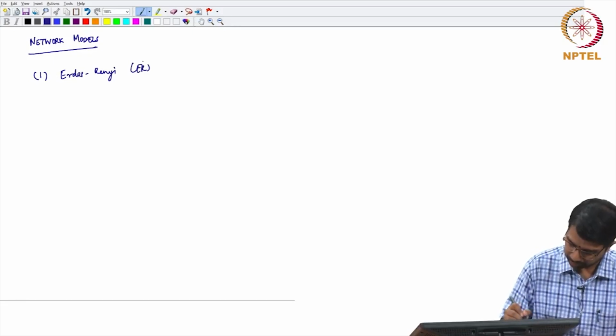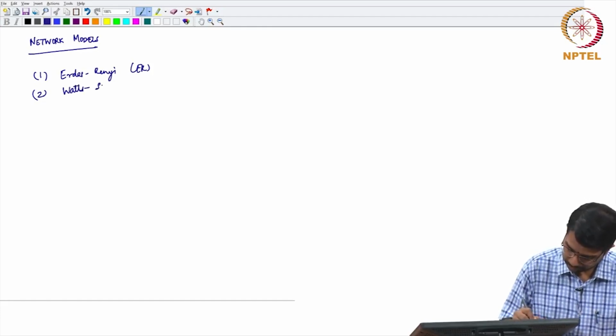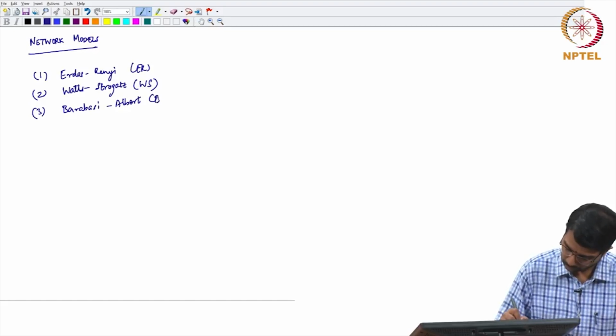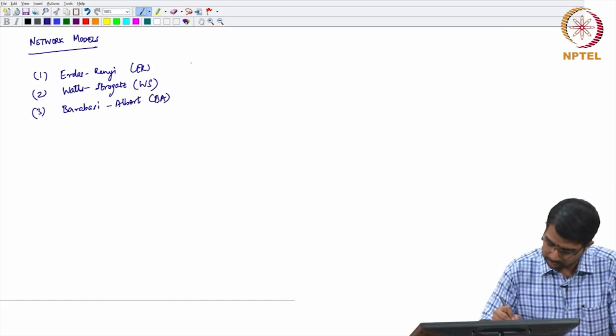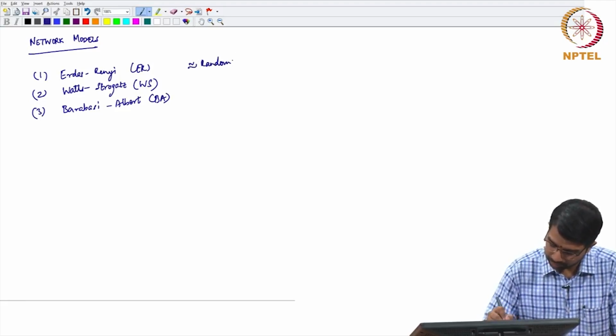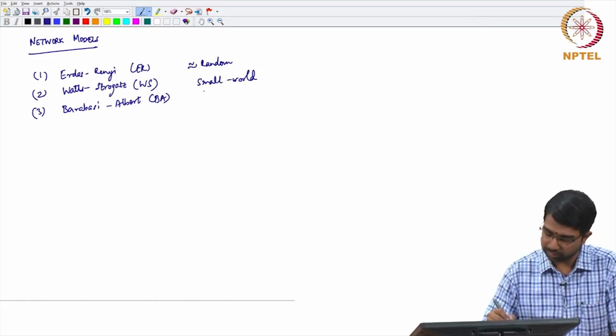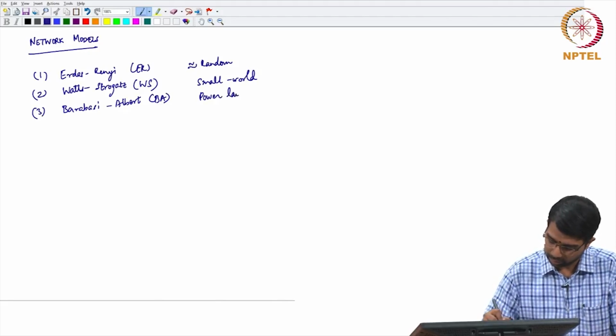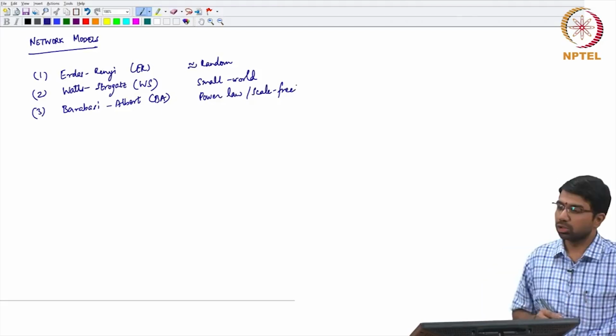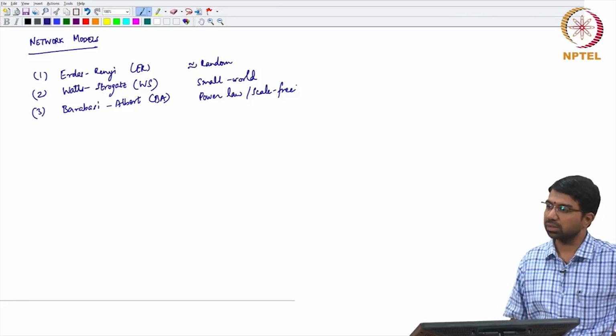Erdős-Renyi, Watts, Strogatz. This is what we call random, this is what we call small world, and this is what we call power law, scale free. So, do all networks have to fall into one of these categories?